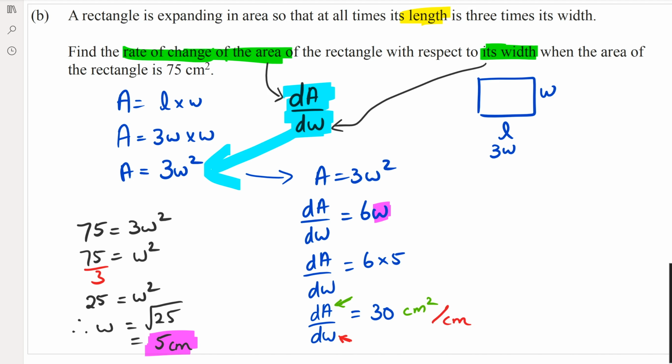So what it's telling us is that the area is increasing by 30 centimeters squared for every centimeter change when the area equals 75. Now, there's no real indication about units, but this thing right here gets you an achieved, and the rate of change gets you a merit.